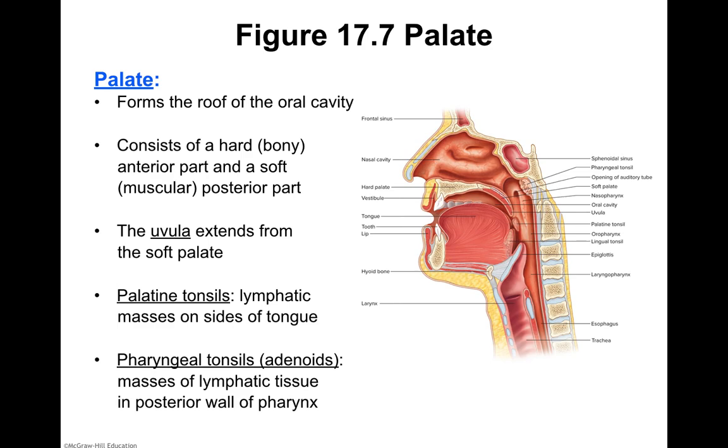The palate is going to form the roof of the oral cavity. It's got two parts, a hard anterior bony palate and a soft muscular posterior part. The uvula extends from the soft palate, hangs down in the back of the throat, back of the mouth. The palatine tonsils are lymphatic masses on the sides of the tongue, whereas the pharyngeal tonsils, which are also referred to as the adenoids, are masses of lymphatic tissue in the posterior wall of the pharynx.